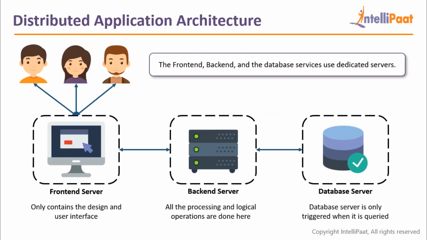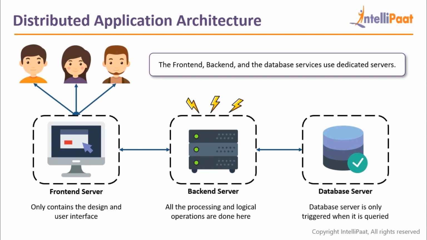So the solution to this is using a distributed application architecture. So what is a distributed application architecture? It is basically using dedicated servers for each of the software components. The front-end software component is hosted on its own dedicated server, so do the backend and the database. So the front-end server only hosts the website, the backend server only does the backend operations, and the database server is only used when there is a need for the database service. But how does this improve the situation? So let me explain that.